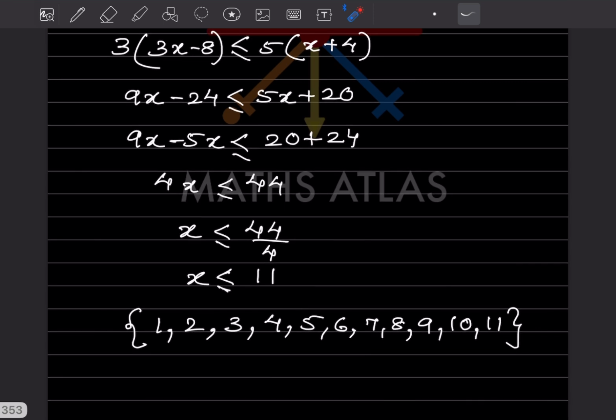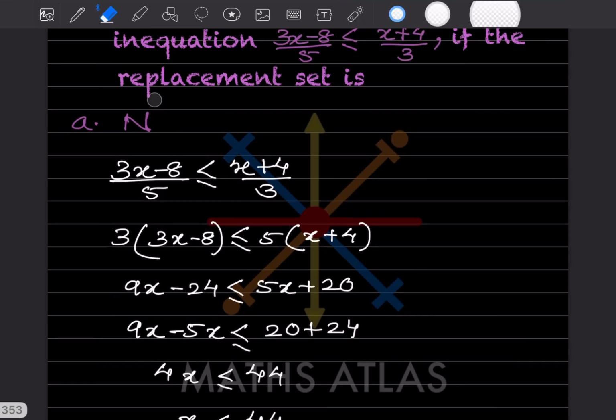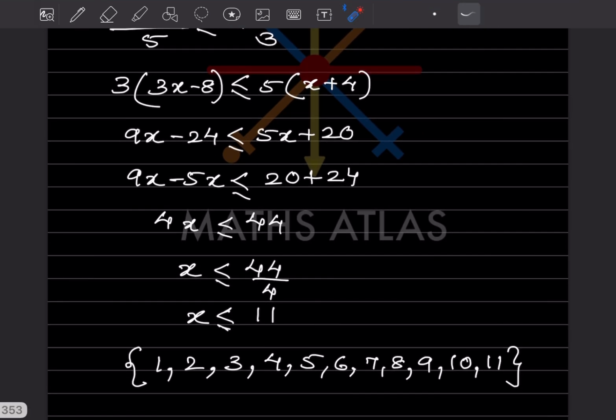Now these are the natural numbers, so we are going to start with 1. But this is less than or equal to 11, meaning 11 should be included. So the last number will be 11 and this is all. This is for the natural numbers because it starts with 1, and because this says it is less than or equal to 11, you have to include 11 as well. So these are all the numbers. This is the answer.